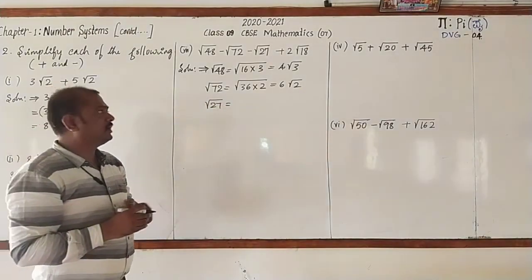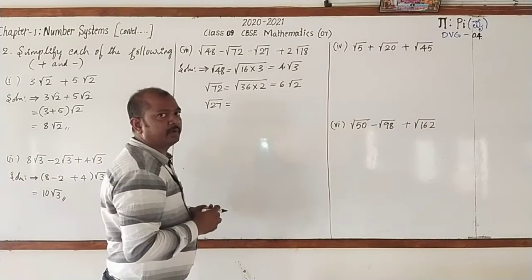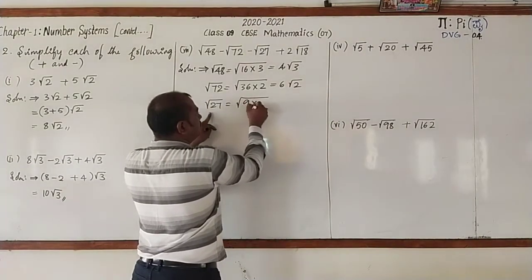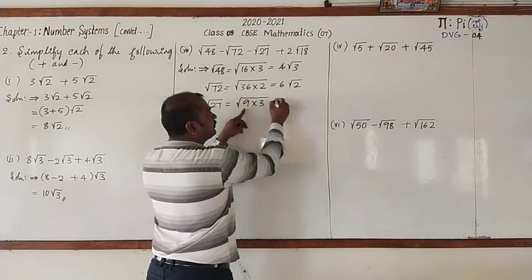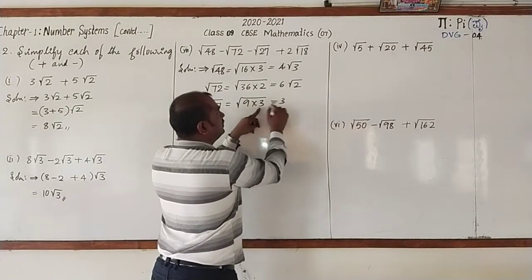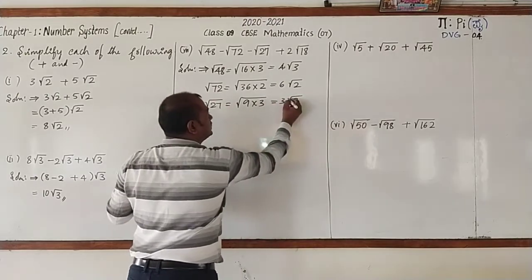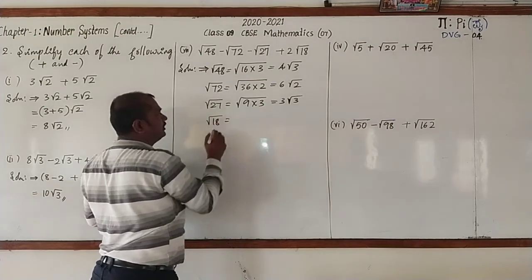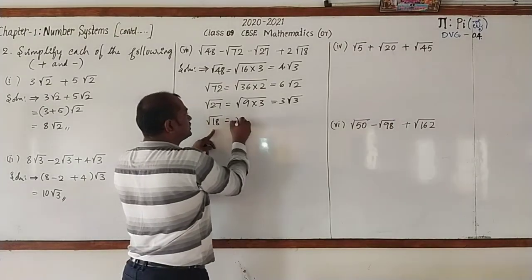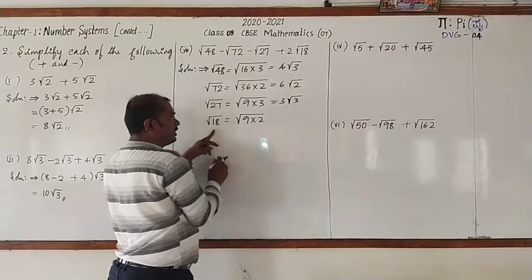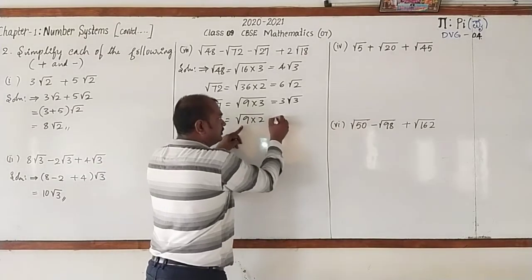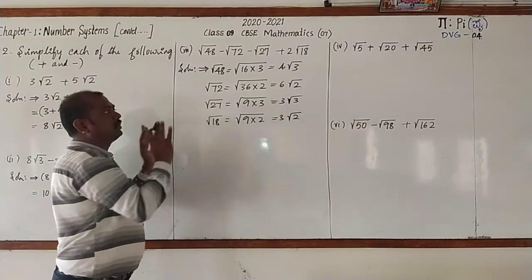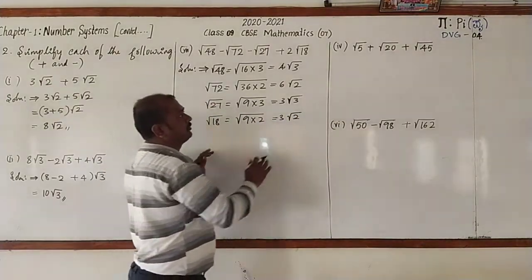What about 27? Express this in simplest form. How do you write it? It can be written as 9 3s are 27. What is square root of 9? It is 3 into root 3. You should write the root properly. Then square root of 18 is there. Square root of 18 can be written as 9 2s are 18. Square root of 9 is 3, square root of 2 as it is. So all are expressed in simplest form.